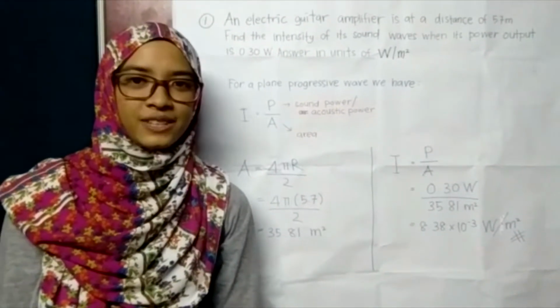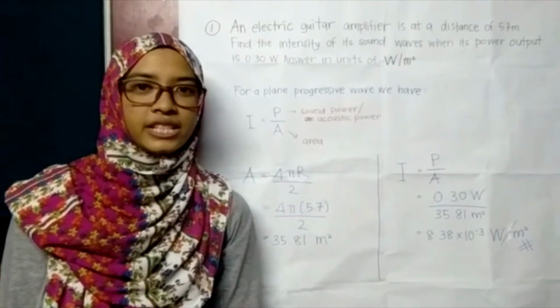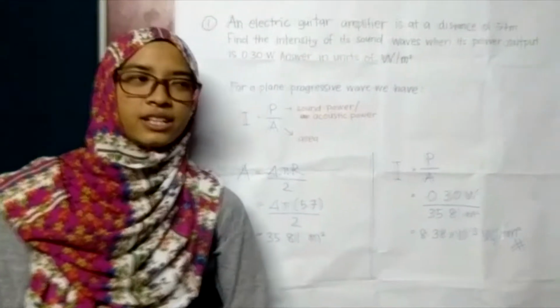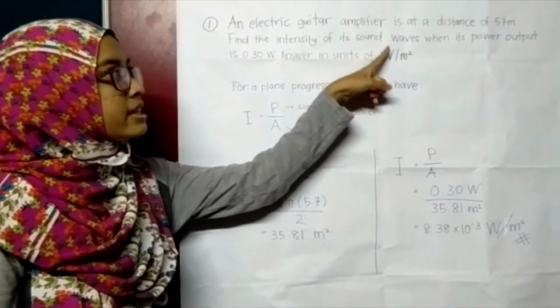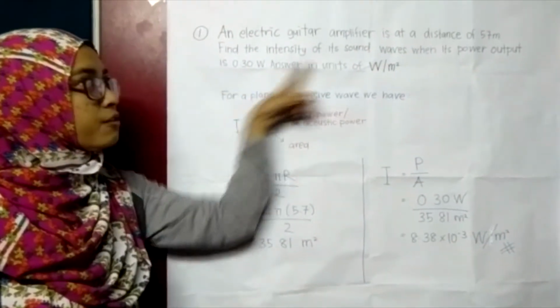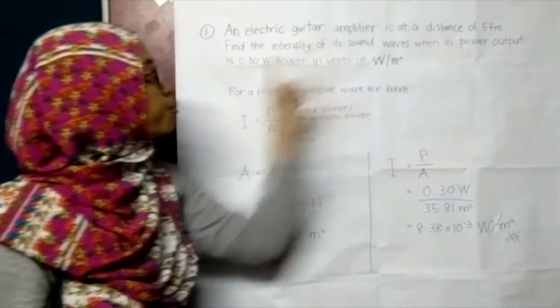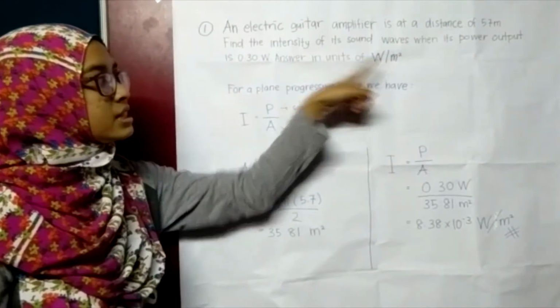Hello, my name is Nur Shima binti Mamahata. Today, I will share a calculation about intensity in an electric guitar. So this is the question. An electric guitar amplifier is at a distance of 5.7 meters. Find the intensity of its sound wave when its power output is 0.3 volt. Answer in units of volt over meter squared.